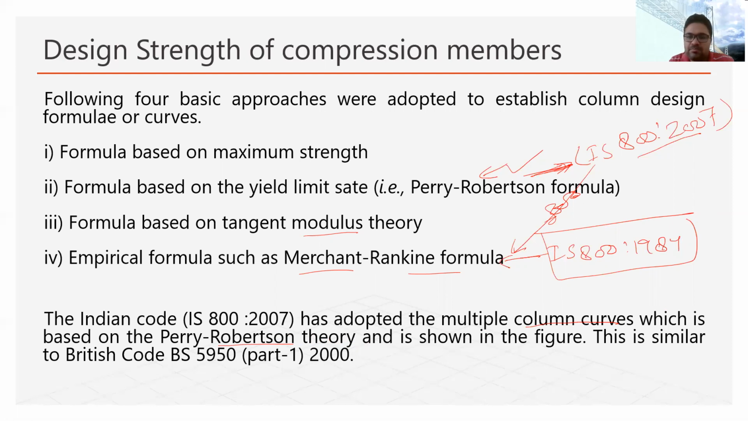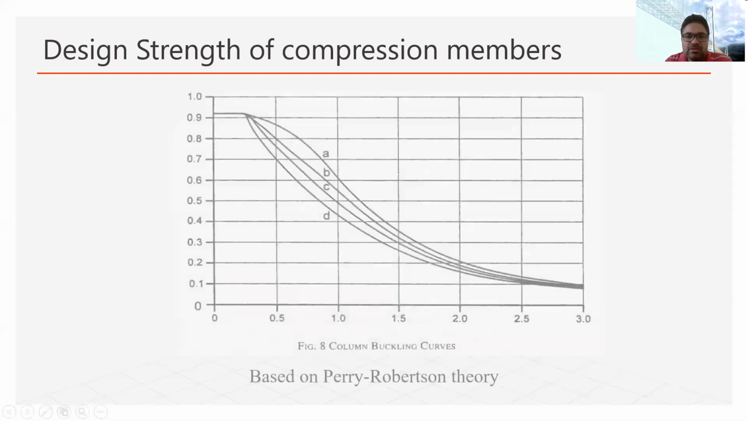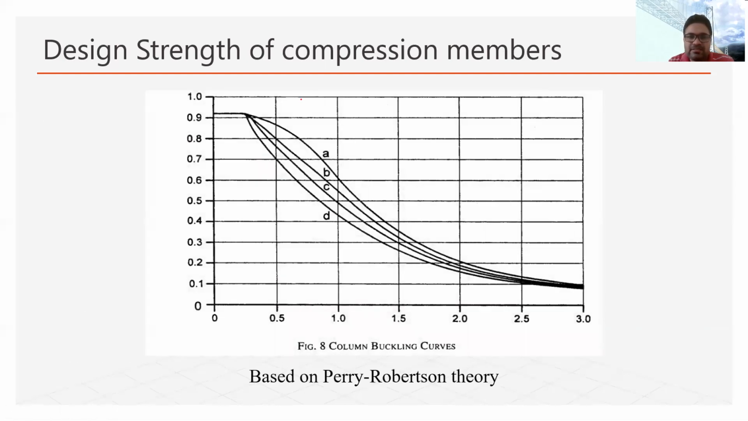And this is basically similar to the British code. In the British code also, the same approach is followed, that is the Perry-Robertson formula. So now we can say that this curve is used in our IS code, and the same diagram I have taken from the IS code.